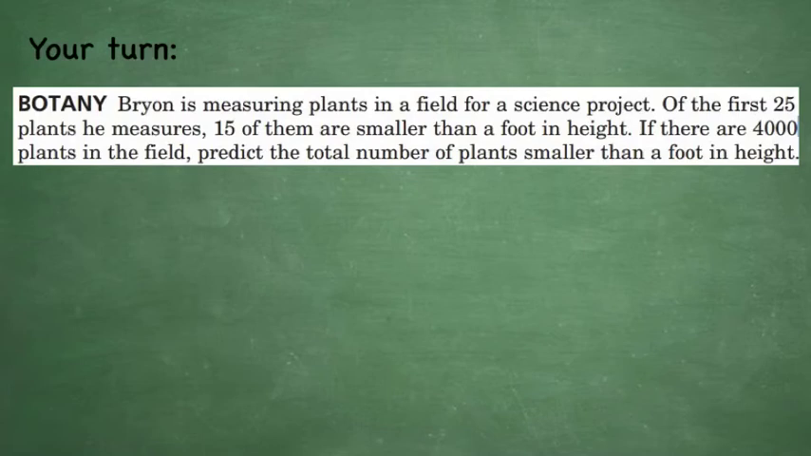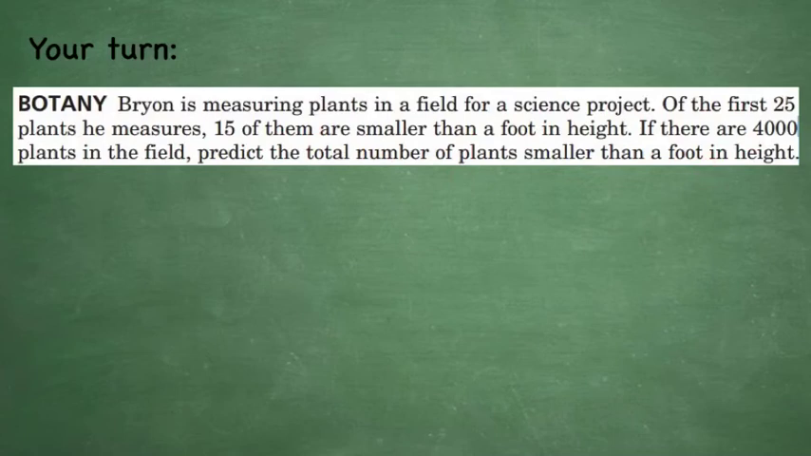So Brian is measuring plants in a field for a science project. Of the first 25 plants he measures, 15 of them are smaller than a foot in height. If there are 4,000 plants in the field, predict the total number of plants smaller than a foot in height. So go ahead and press pause now. See if you can set up a ratio and a proportion and solve for the value of X, which again would be the total number of plants smaller than a foot in height.